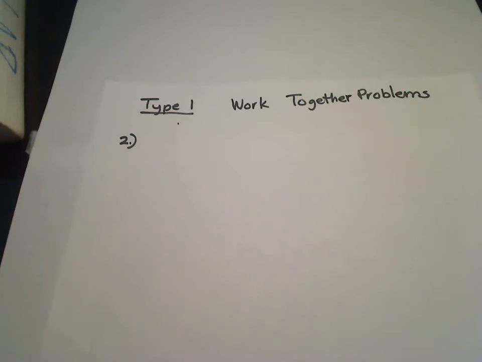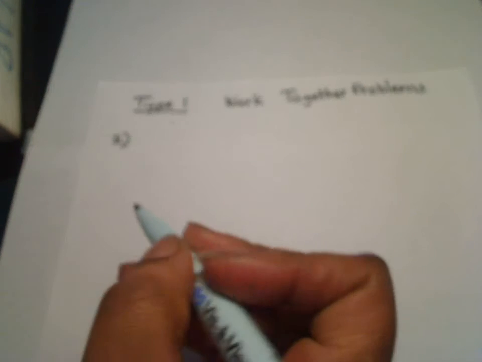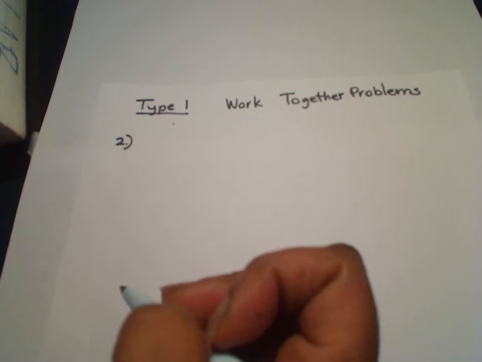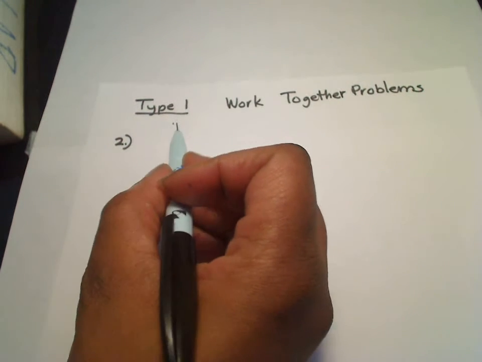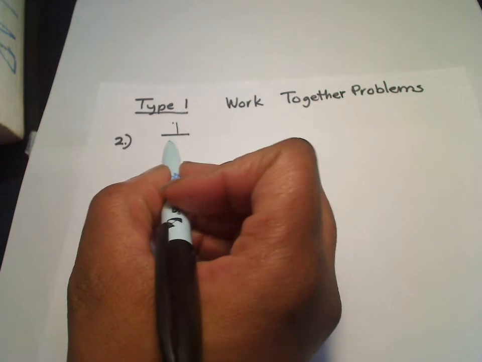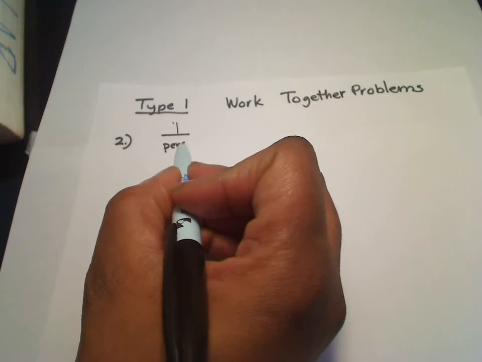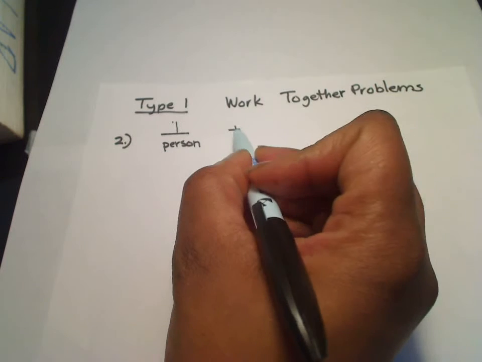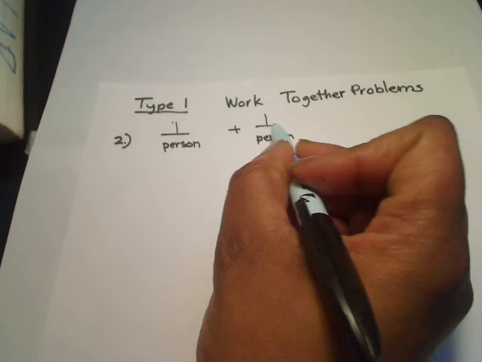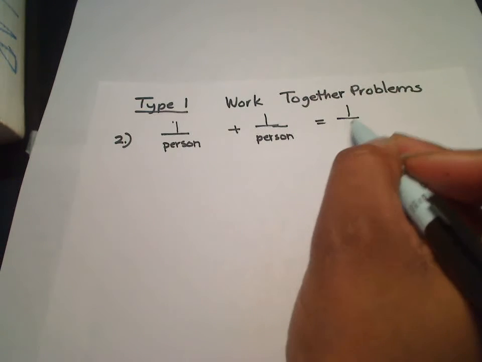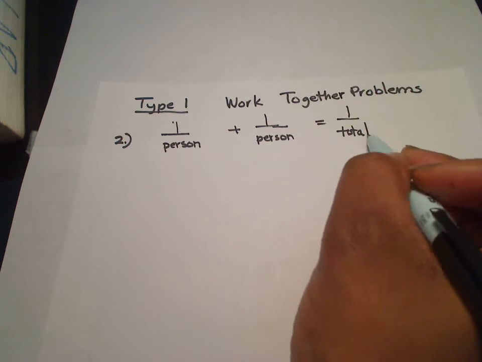I'm going to work for you problem number 2 from your textbook. In problem number 2, we're talking about 2 people who are working together in a library. But before I start, I'm going to set it up a little bit differently. What I'm going to do is set 1 over the first person plus 1 over the second person, and I'm going to set that equal to 1 over the total hours they work together.